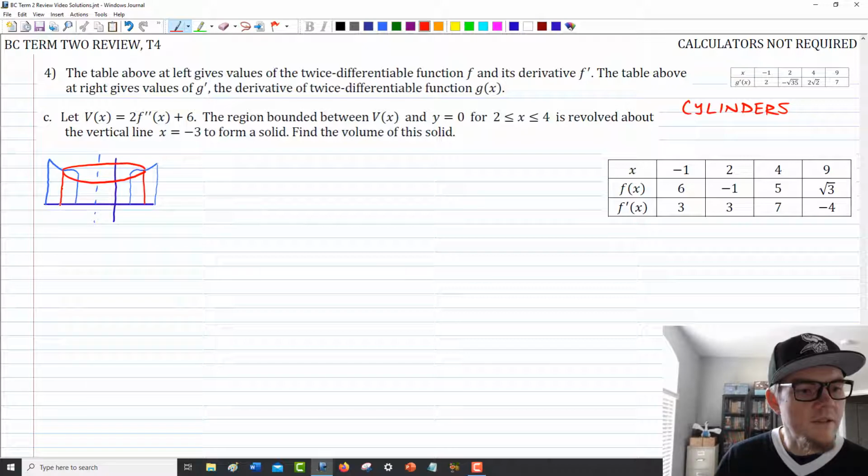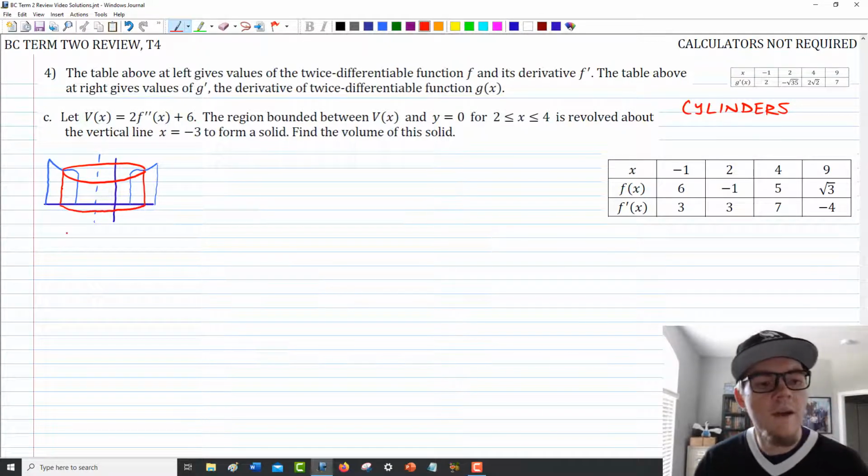Shoot. My eyes went really blurry suddenly. I don't know why that was.